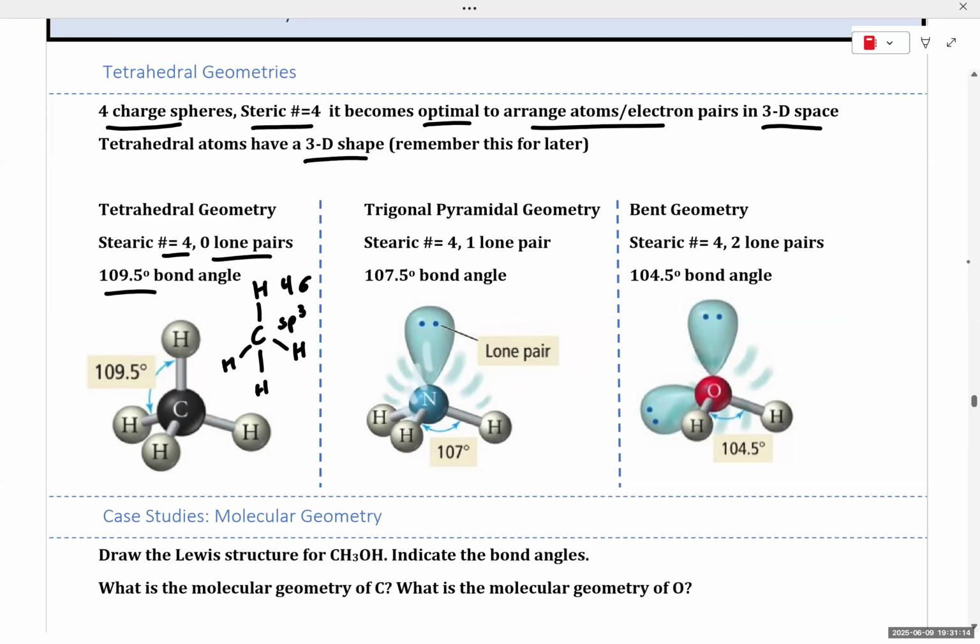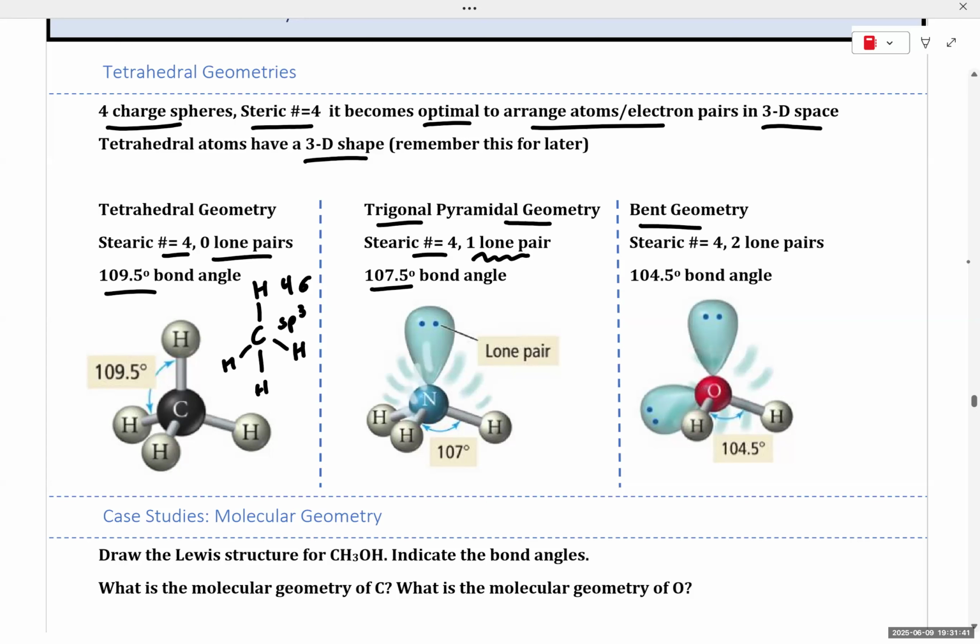Now, when you start adding lone pairs, the bond angle gets reduced. In the trigonal planar geometry, we have a steric number of 4, but we have a lone pair. This leads to a reduced and distorted 107.5-degree bond angle. So you don't just have to consider the steric number and the hybridization, you also have to pay attention to the number of lone pairs because they distort the bond angle.